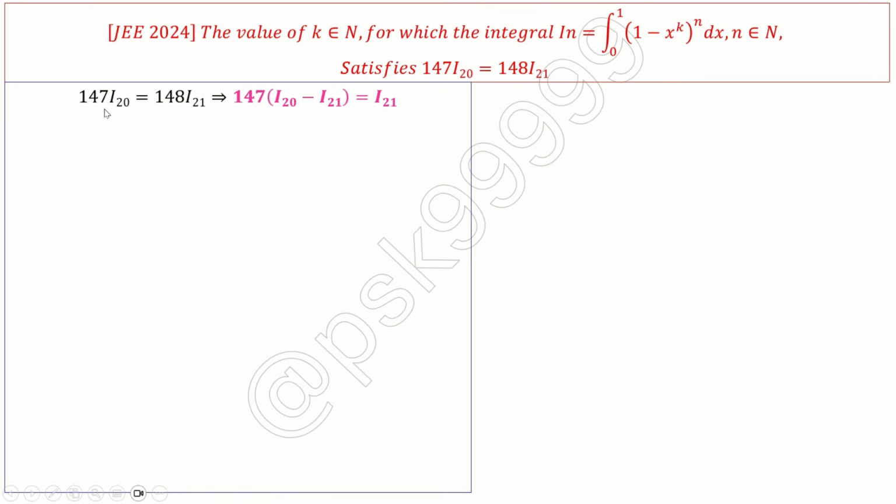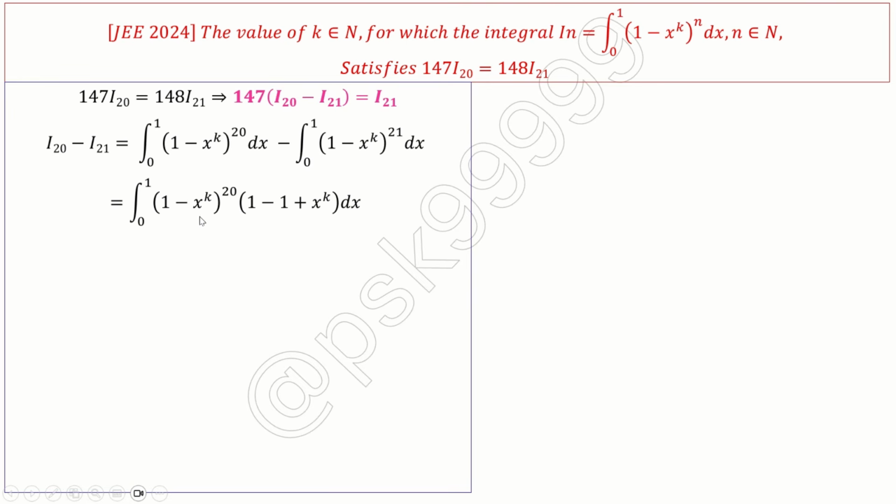So this is what is given, 147 I20 equal to 148 I21. If I take 147 common, 147 into (I20 minus I21) equals I21. Now all I need is I20 minus I21. What is this? Integration from 0 to 1 of (1 minus x^k) to the power of 20 minus (1 minus x^k) to the power of 21. If I take (1 minus x^k) to the power of 20 as common, I am left with 1 here, and here 1 minus x^k, and since it is a minus sign, minus 1 plus x to the power of k.